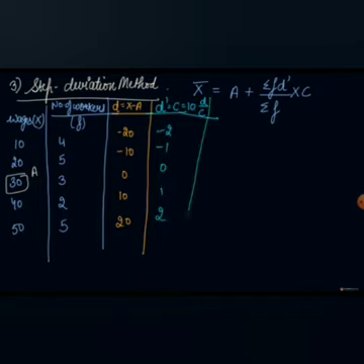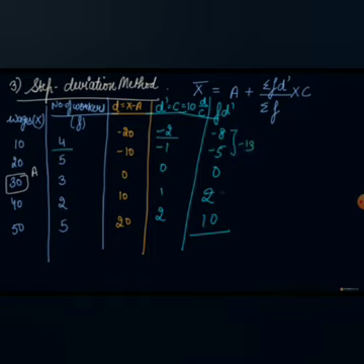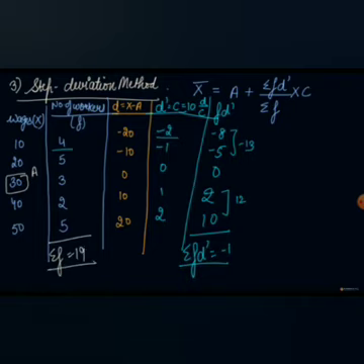Now you will find out the FD dash. Multiply the d dash with the frequency. You will get minus 8, minus 5, 0, 2, 10. So minus 8 minus 5 is minus 13, and 2 and 10 is 12, so summation FD dash you will get is minus 1. Summation F you will get 19, same.